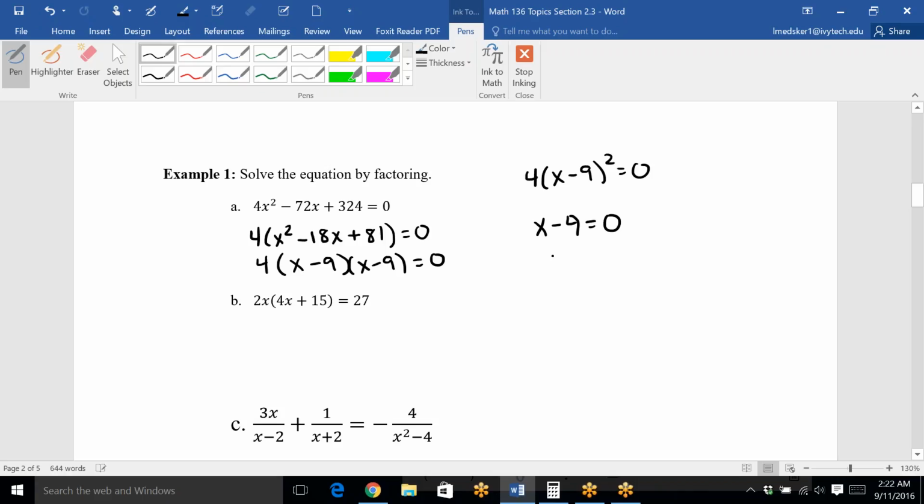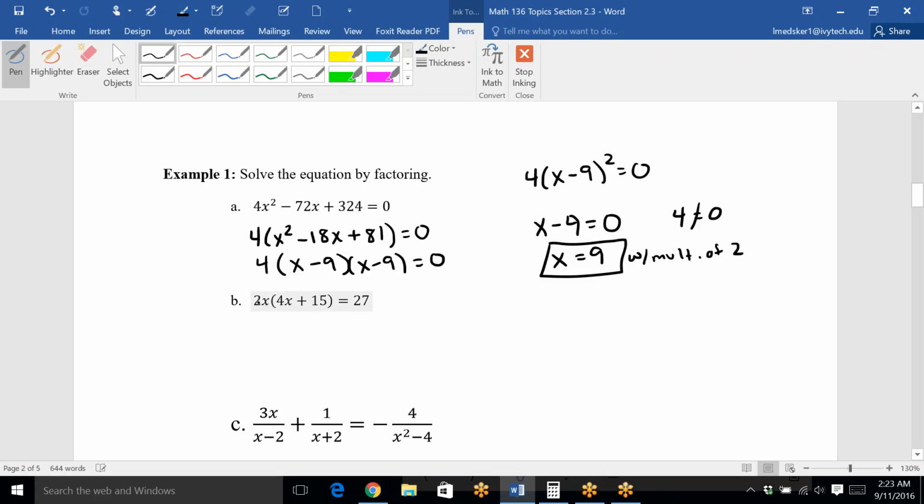We set it equal to 0, so x equals 9. Some people write 4 equals 0, but that doesn't really make sense. If there's no x out front, there's no solution from that piece. So this is x equals 9 with a multiplicity of 2.